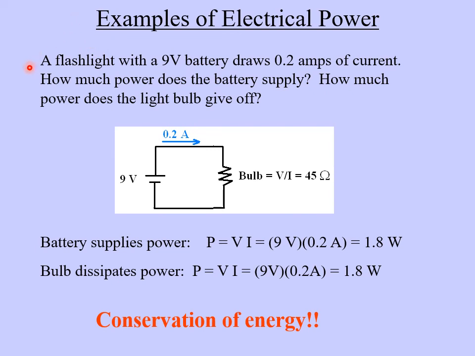So let's look at an example here. A flashlight with a 9-volt battery draws 0.2 amps of current. What that means is that that's how much current is flowing in this circuit. How much power does the battery supply and how much power does the light bulb give off?